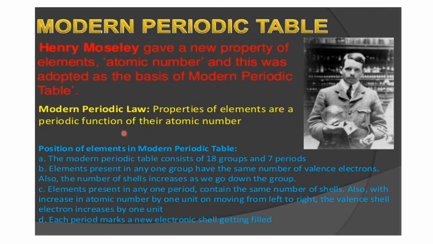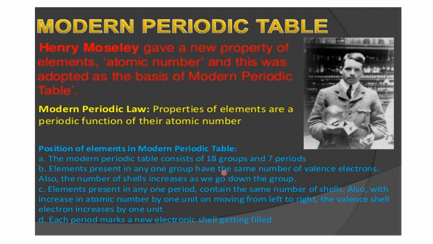So here, the modern periodic law states that the properties of the elements are periodic functions of their atomic number. Now let's see what the modern periodic table is. The modern periodic table consists of 18 groups and 7 periods, whereas Mendeleev's periodic table has 6 periods.